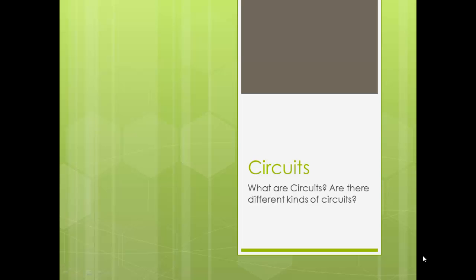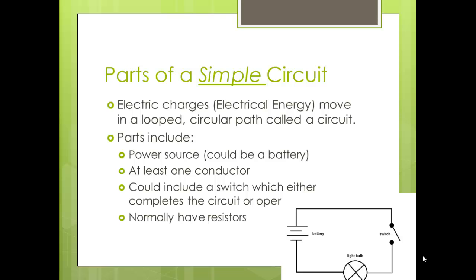Now that you're an expert on electricity and electric flow, let's talk about circuits. What are circuits? Are there different kinds of circuits? So first, let's talk about a simple circuit, or the most simple circuit you can create. Electric charges, or electrical energy that you know about, move in a looped circular path called a circuit through wires.